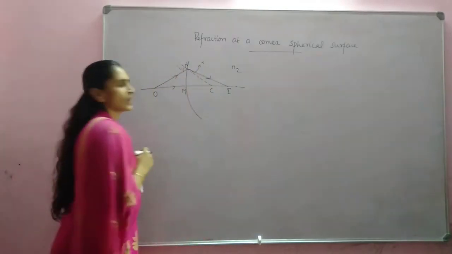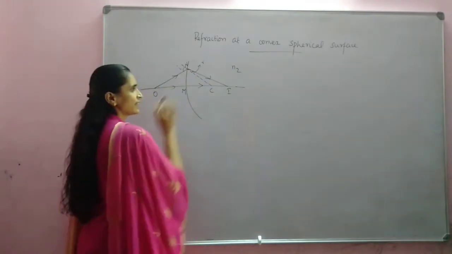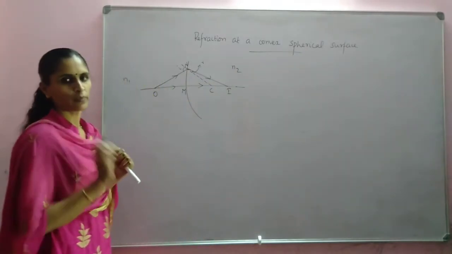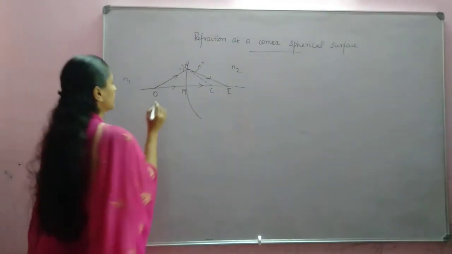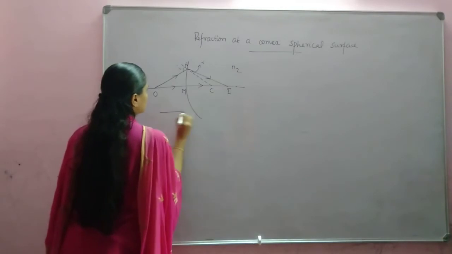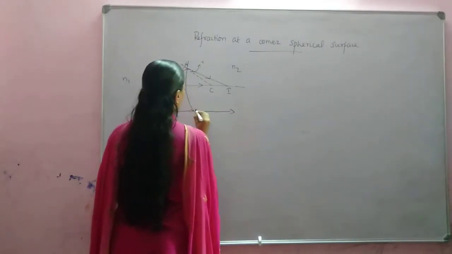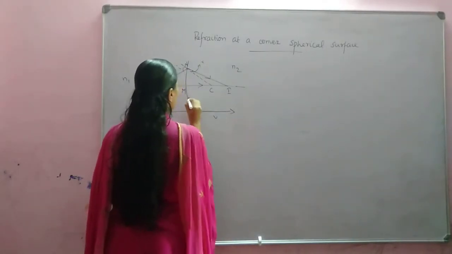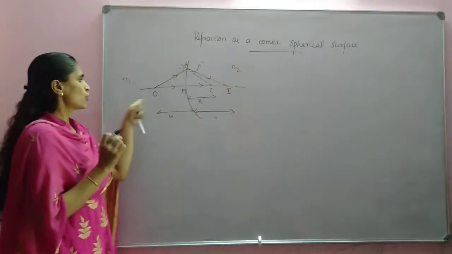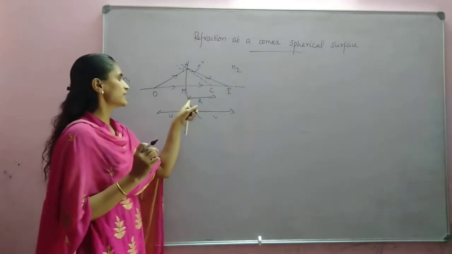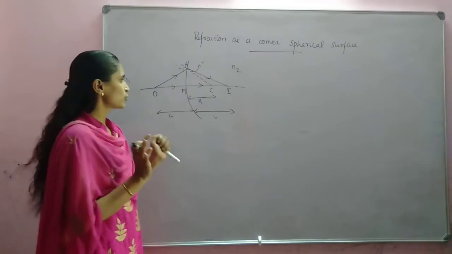Clear? These two rays meet at the position I. So we can say I is the position where the image is formed. Here OM is the object distance, MI is the image distance, V, and CM is the radius of curvature. Is it clear? Up to this it is clear, no?